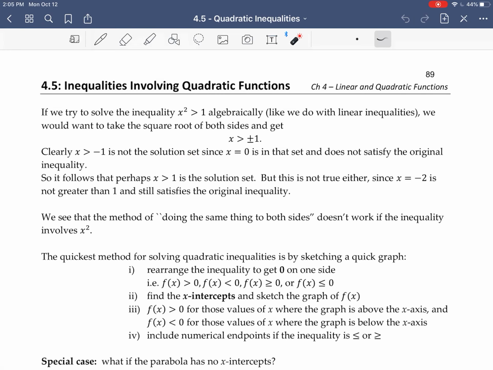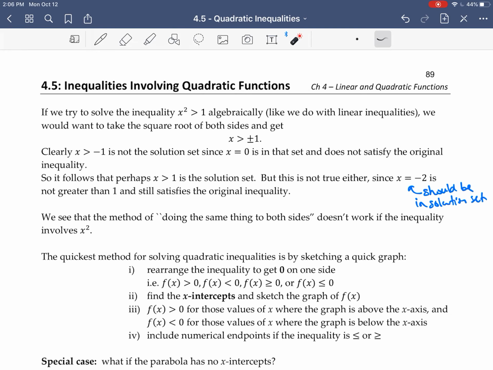But this isn't true either, because negative 2 is not in that interval, but negative 2 squared is 4, which is bigger than 1. So it should be in the solution set, but isn't if our solution set is x bigger than 1. So neither of them work to give the full solution.